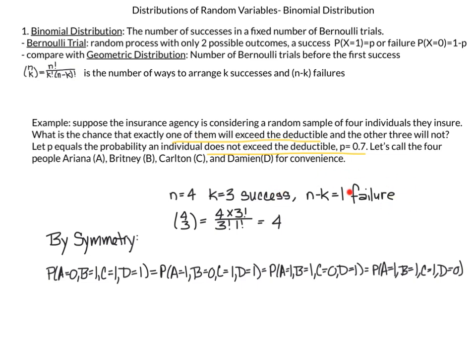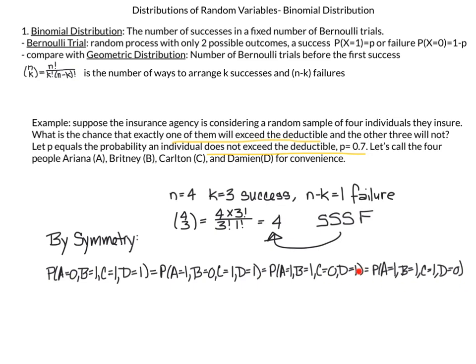So 1 failure here. Our 4 choose 3, just looking at this, then the first part of our formula is 4 times 3 factorial over 3 factorial, and then 4 minus 3 is 1 factorial. So these cancel out, and we're left with 4. What this tells us is this is the number of ways to arrange k successes and n minus k failures. In this case, the number of ways to arrange 3 successes and 1 failure. So let's say our success is an S. We have 3 of those and 1 failure. And from our 4 choose 3, we say there are 4 ways to arrange that.